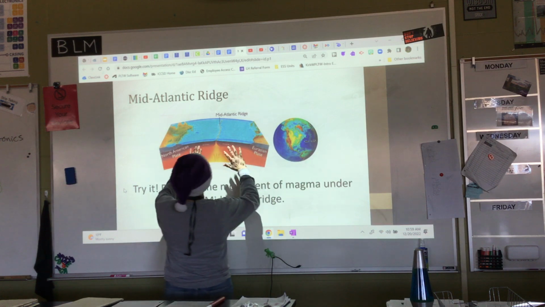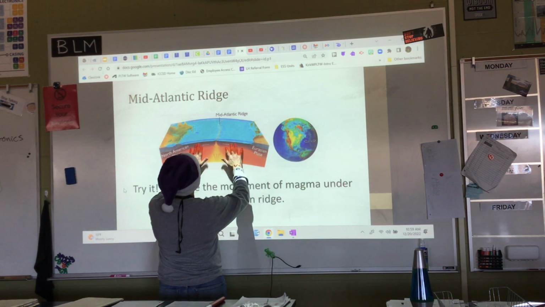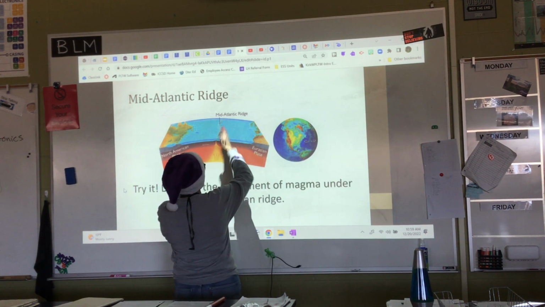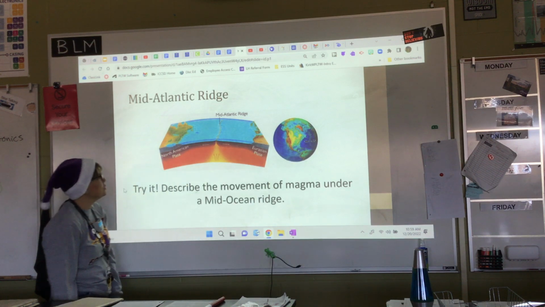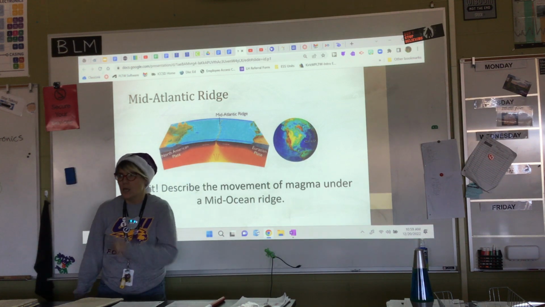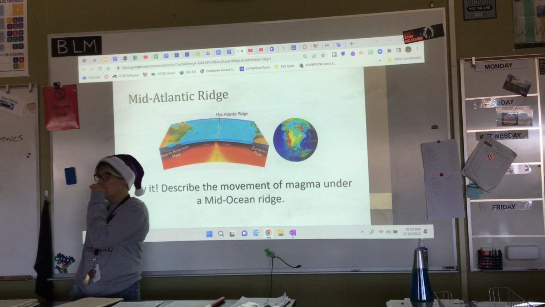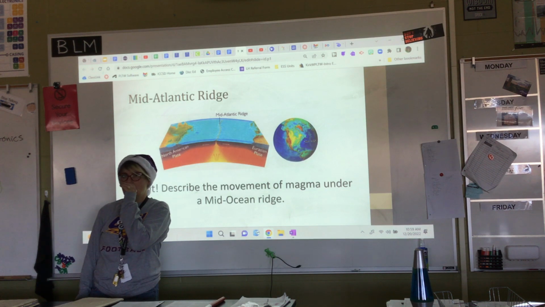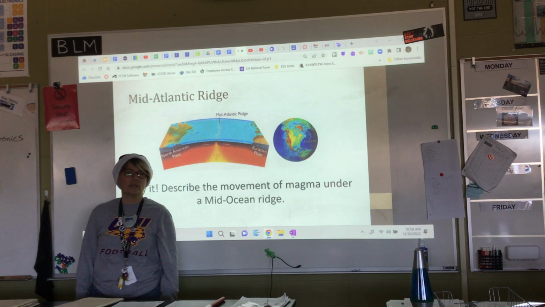So what's happening here and here? Think about them as gears in order to make this mid-ocean ridge. Please turn with your pair share partners and talk that out. Ready, set, go. 5, 4, 3, 2, 1. Well, that was totally lame.